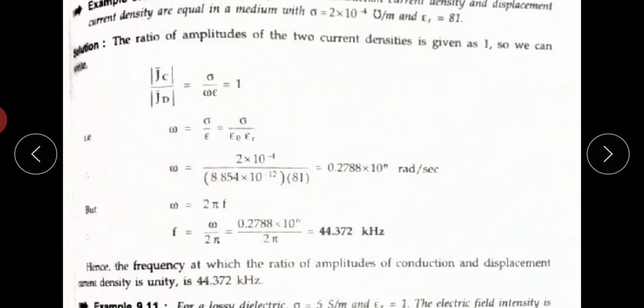Here omega is the angular frequency. So frequency equals omega by 2 pi; the omega formula is 2 pi f, so f equals omega by 2 pi. So omega equals 0.2788 into 10 to the power of 6 divided by 2 pi. So finally the frequency equals 44.372 kilohertz. Jc means conduction current density, Jd means displacement current density. Jc bar equals sigma into E bar, Jd bar equals omega epsilon into E bar, so Jc bar by Jd bar equals sigma by omega epsilon.